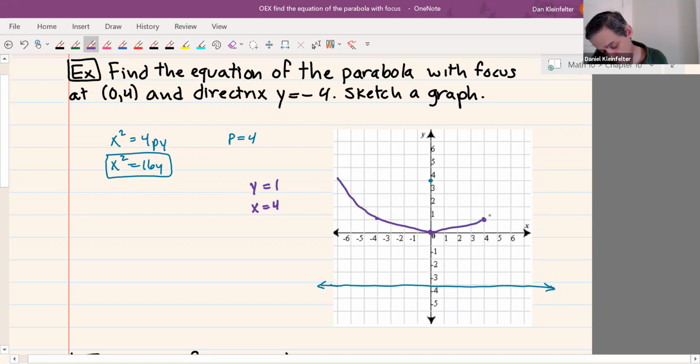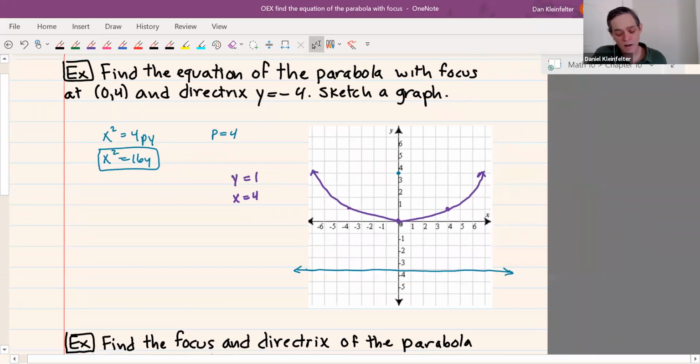So this parabola opens kind of like that. Okay, so we found the equation of the parabola and then also sketched its graph.